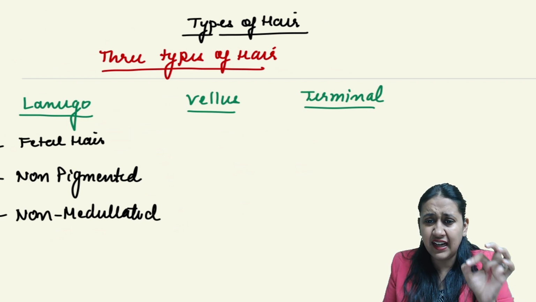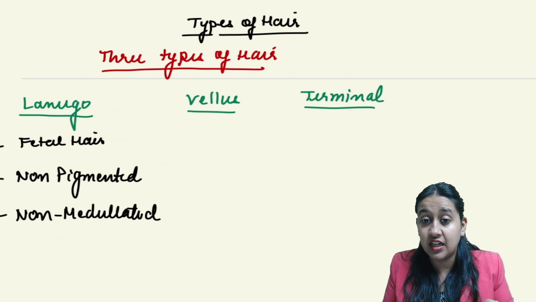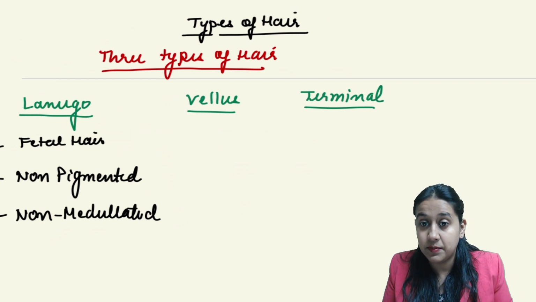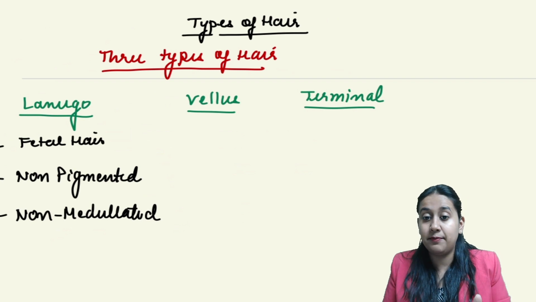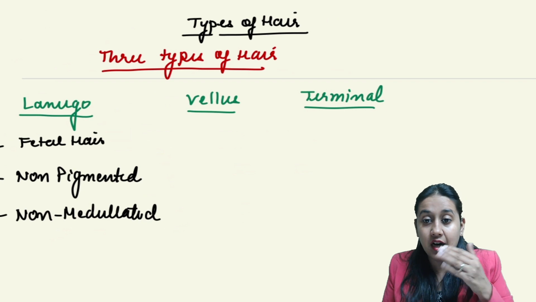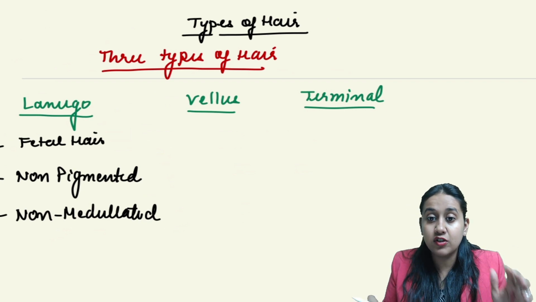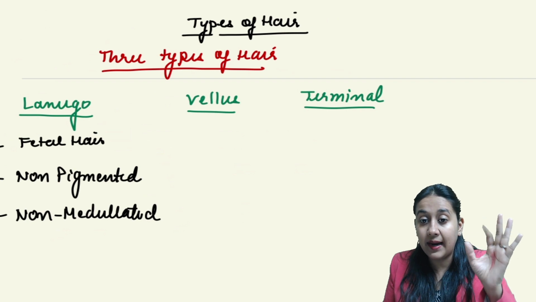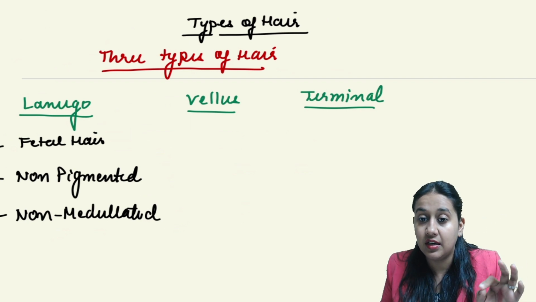Vellus hairs are the fine, thin, non-pigmented hairs present all over the body except for the scalp since birth, and except for the axilla, areola, groin and beard area after puberty. Because all these areas possess thick, coarse, pigmented, medulated hair which is known as terminal hair.